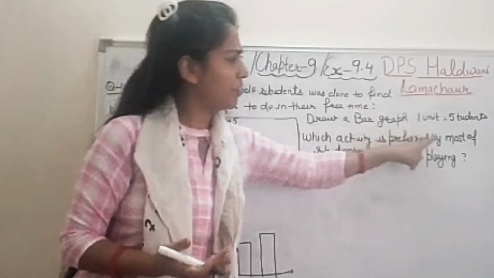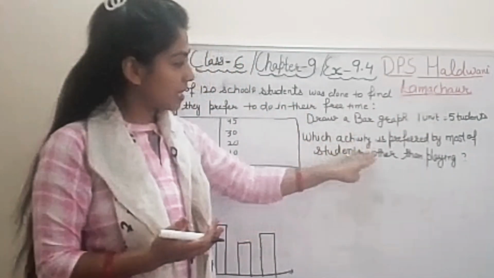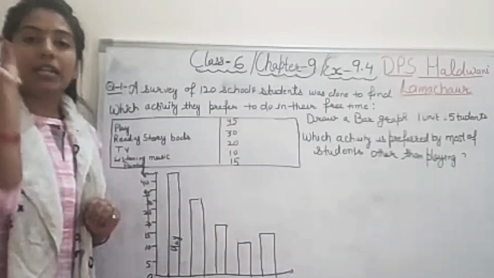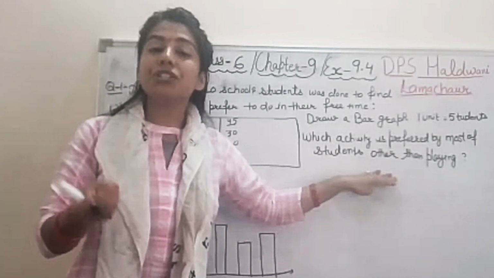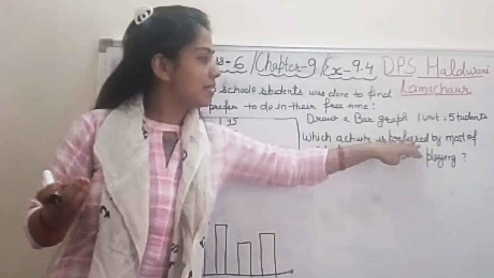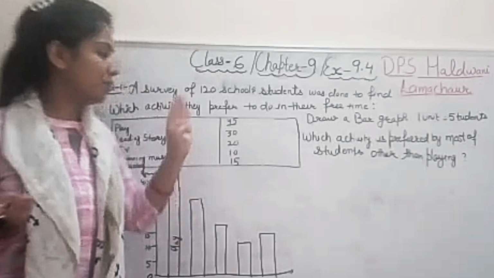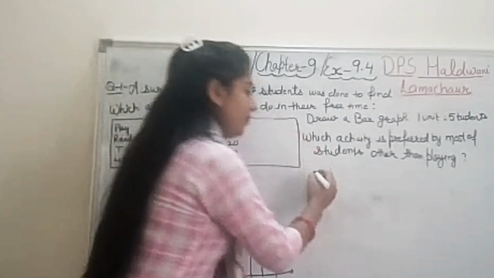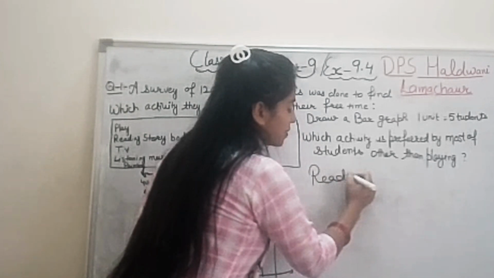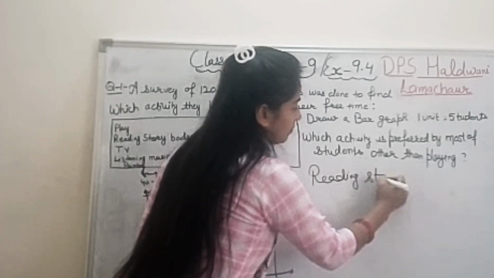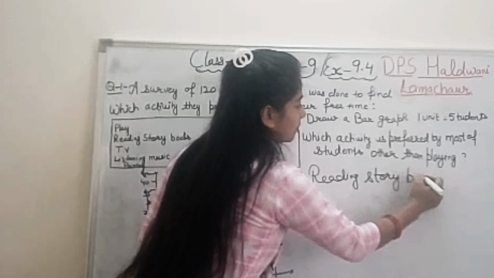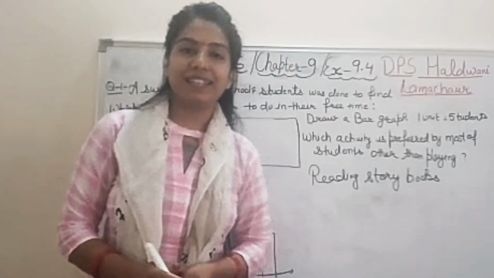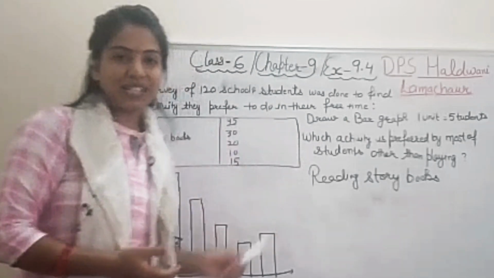Which activity is preferred by most of the students other than playing? Playing is the most, but it is given other than playing, which other activity is liked by most of the students? 30. 30 means reading storybooks. So you will write reading storybooks is preferred by most of the students other than playing. That's it. It's very simple, students.